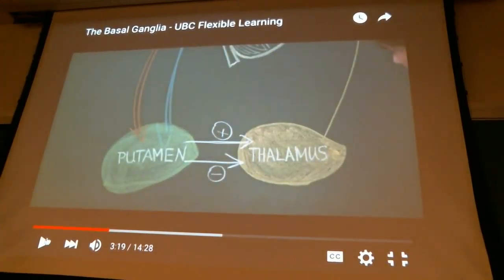Okay, what's she omitting here? What? Which thing is she missing between putamen and thalamus?